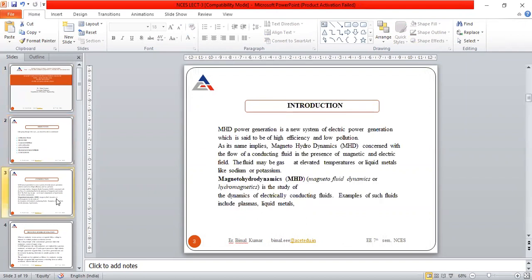Right. So first of all, introduction. So the MHD generator is a new system of the electrical power generator, which is said to be of high efficiency and low pollution.